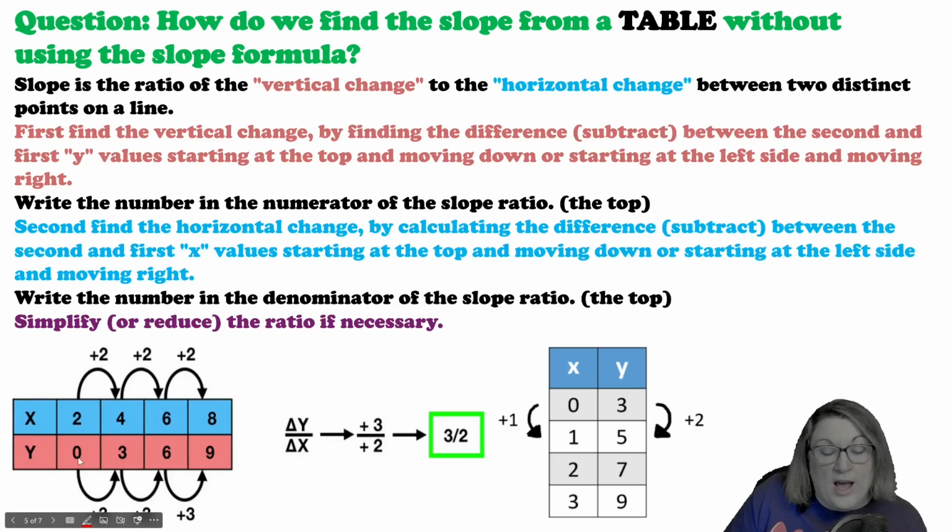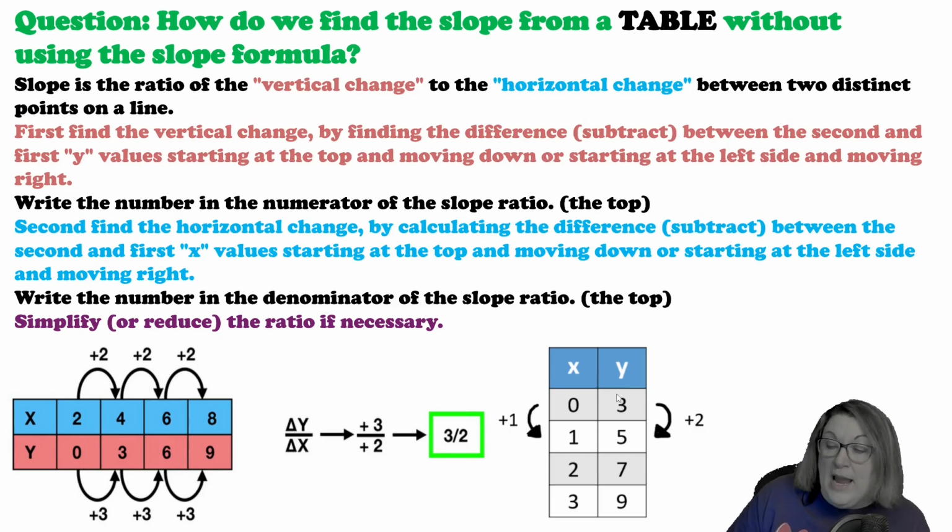My change in y, if you notice from 0 to 3 here, you're adding 3, you're adding 3, you're adding 3. So they have placed the change in y over the change in x. This little delta symbol, this little triangle here, just means change in y over the change in x. And the change would be 3/2. That's your slope, 3/2 for this table here on the left.